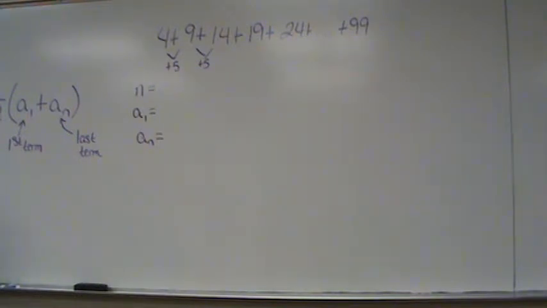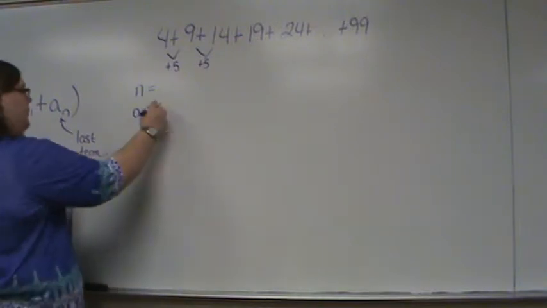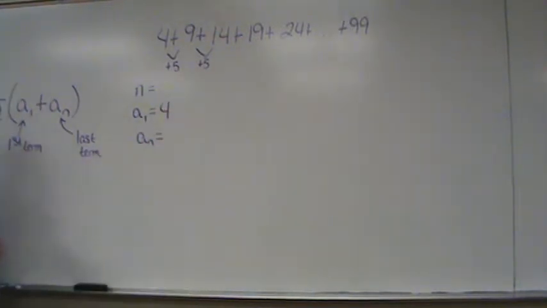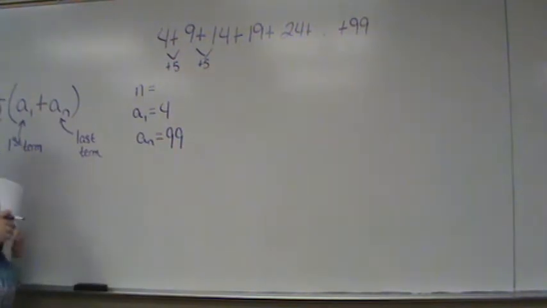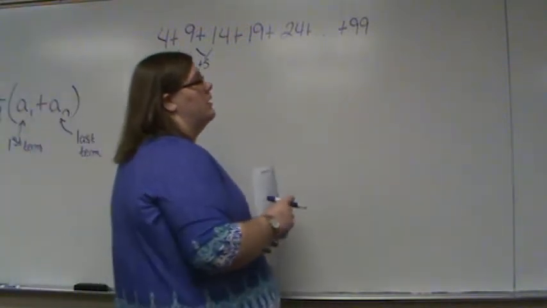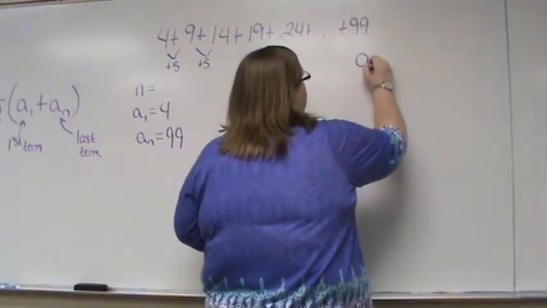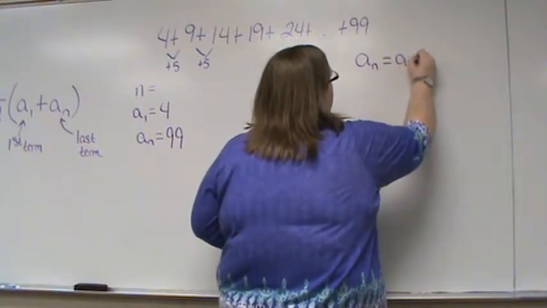So from that series, what values do we know? What's A1? A1 is 4. Do we know anything else? We know AN is 99. Do we know our N value? No. So how are we going to find our N value? Plug it into the formula. Which formula? AN equals A1 plus N minus 1 times D. So we're going to use that explicit formula again.